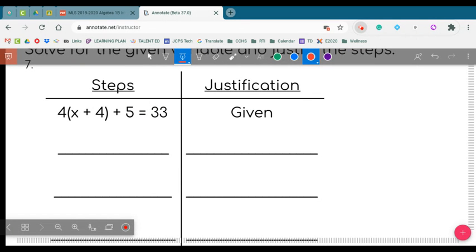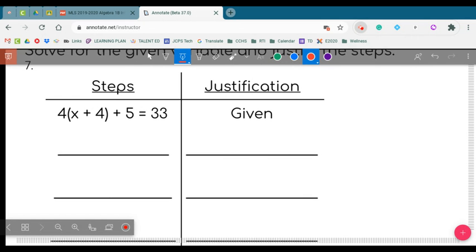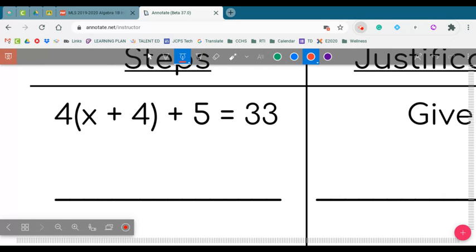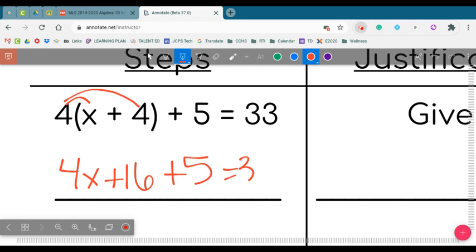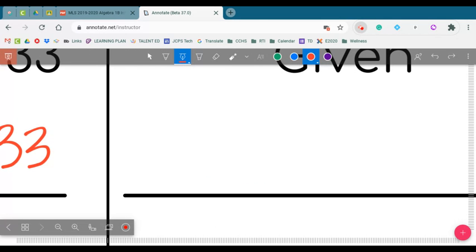Kind of same as what we've been doing today. We're just going to be writing out our steps. Okay, first step, I see parentheses, so I have to distribute. You get 4x. 4 times 4 is 16, so plus 16. Now you're plus 5 equals 33. So that first step I did is I distributed.